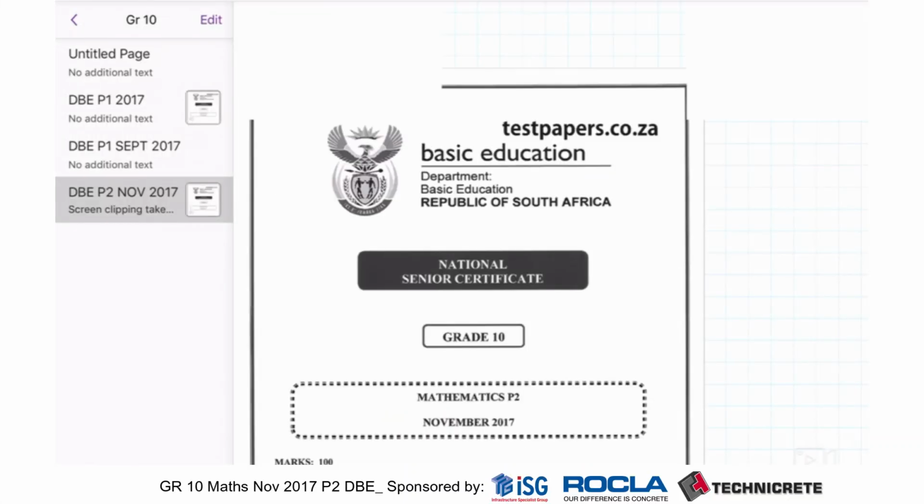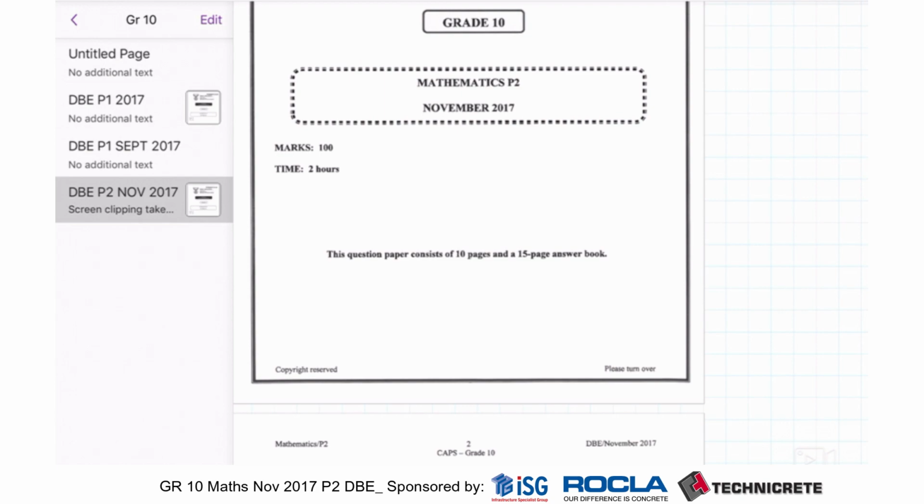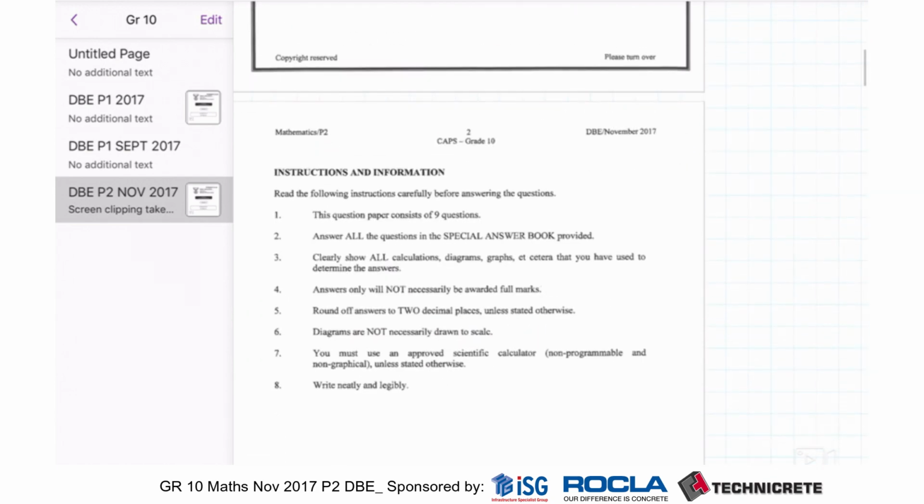Today we will be looking at November 2017 paper 2. It's a government paper. We have previously looked at paper 1, so now we're going to go through paper 2, and this includes statistics, geometry, surface area and volume, analytical geometry, and trig.